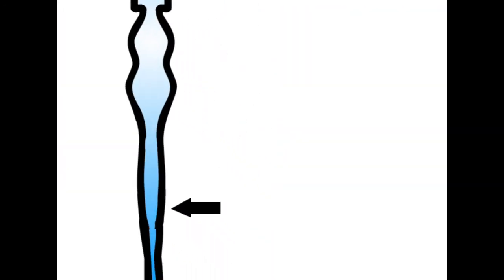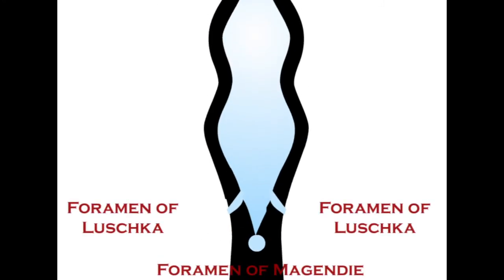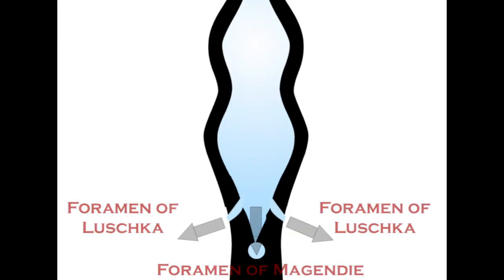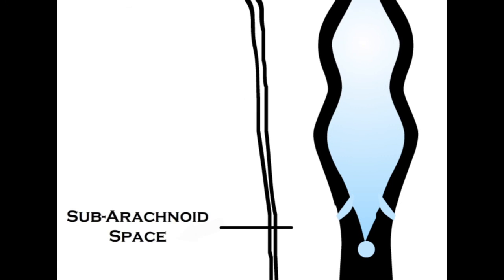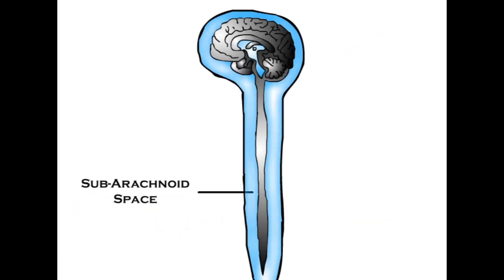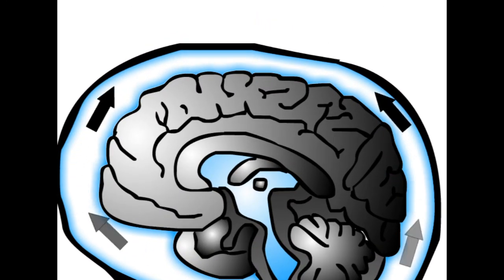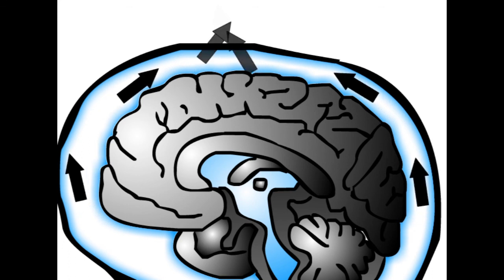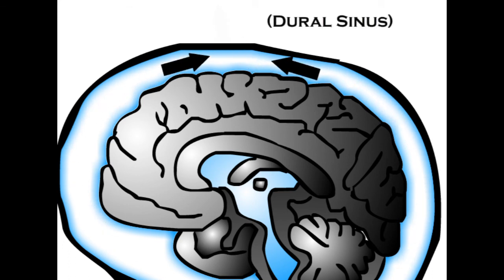Because the lumen of the spinal cord, called the central canal, becomes occluded during development, CSF is forced to exit through the foramina of the fourth ventricle into the subarachnoid space. Once in the subarachnoid space, the CSF bathes the convexity of the brain and the spinal cord, until it is reabsorbed into the circulation through arachnoid granulations that project into the dural sinuses.